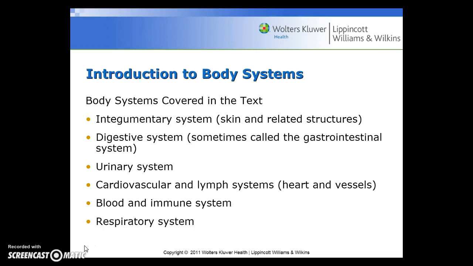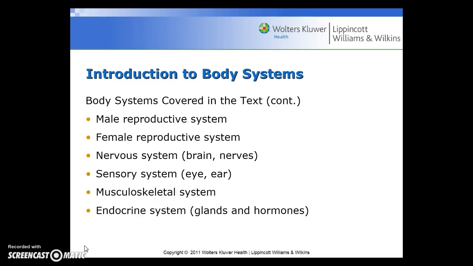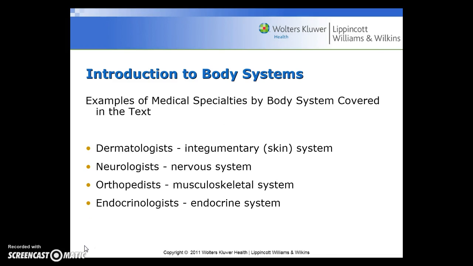So let's talk about the body systems that are going to be included in this text. So remember, a body system is a group of organs with related structure or function. So, for example, the integumentary system is skin and its related structures. The digestive system is sometimes called the gastrointestinal system, the urinary system, cardiovascular and lymph systems, hearts and vessels, blood and immune system, the respiratory system, the male reproductive system, female reproductive system, nervous system, or the brain and the nerves, sensory system is eyes and the ears, a musculoskeletal system, the endocrine system, glands and hormones.